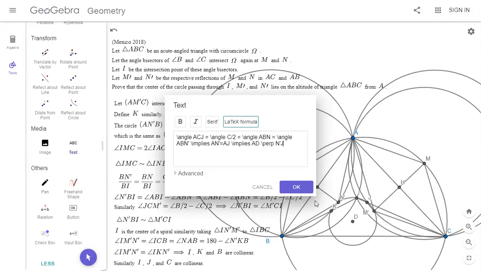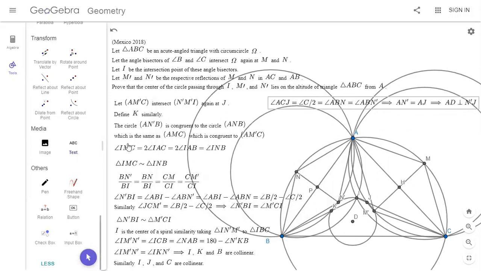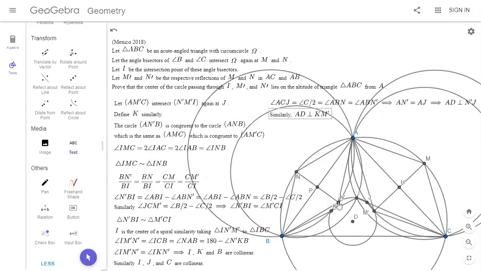That means AB is perpendicular to N'J. We also have to prove the similar case that AK is equal to AM', and then we know that DA is perpendicular to N'J. Then similarly, AD is perpendicular to KM'. And from there, that means that's an isosceles trapezoid.